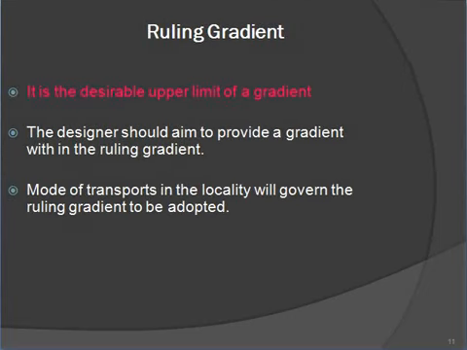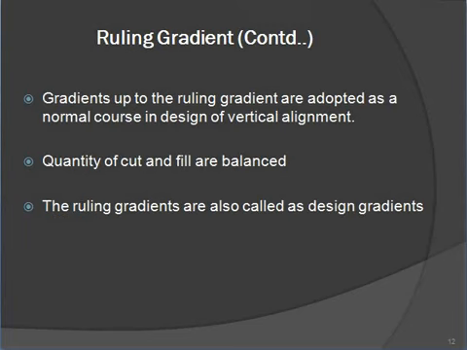First, in the desirable upper limit of a gradient, is the rolling gradient. The designer should aim to provide a gradient within the rolling gradient. Modes of transport in the locality will govern the rolling gradient to be adopted. So gradients up to the rolling gradient are adopted as a normal course in design of vertical alignment. Quantity of cut and fill are balanced.